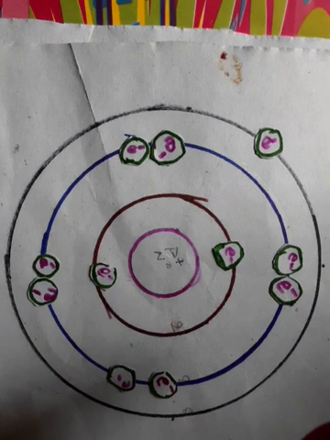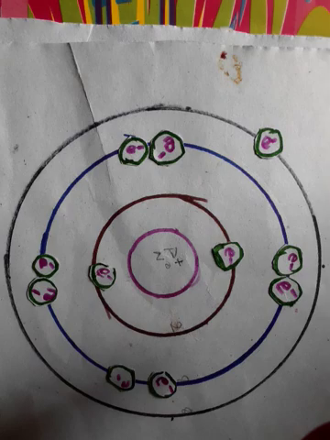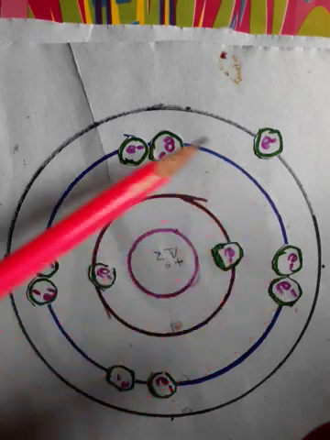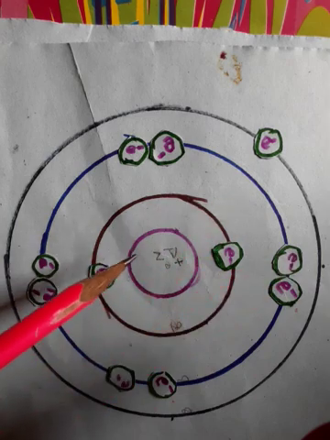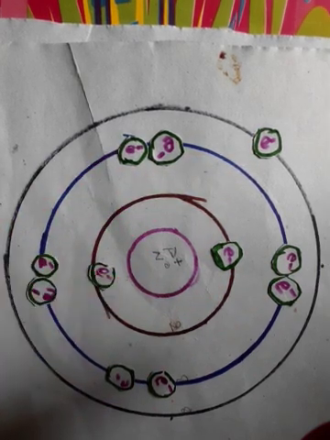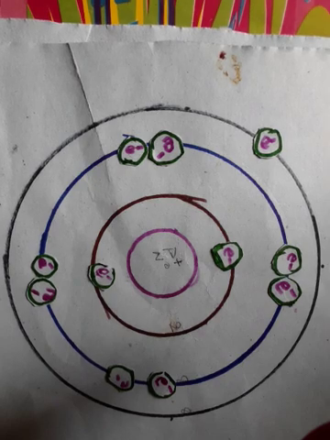I think you are understanding. So now this is the atomic structure of sodium. Sodium has 11 electrons. So 2 in the first orbit, 8 in the second orbit, that is 10, and 1 in the third orbit. The reason is the first orbit can hold only 2, the second can hold 8, and the remaining goes in the third orbit. So this is the atomic structure of sodium.